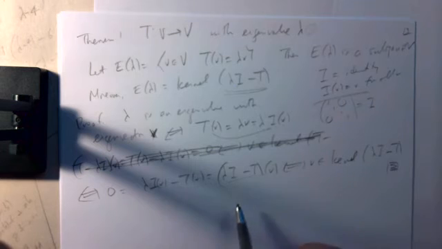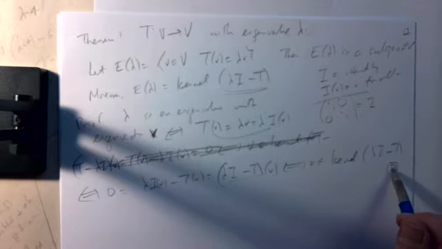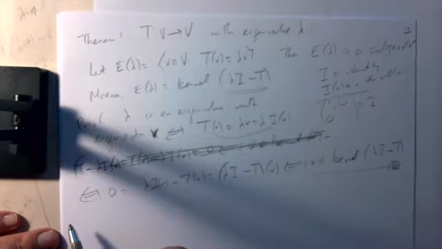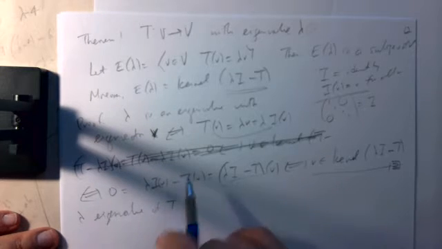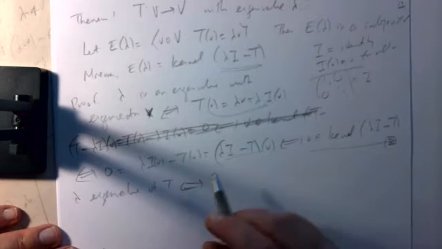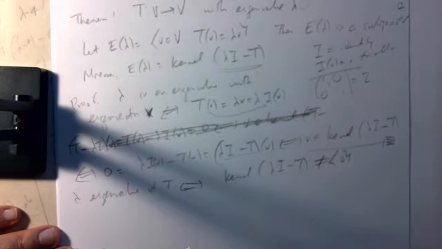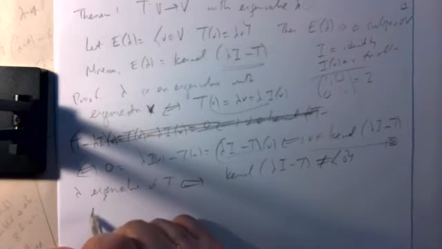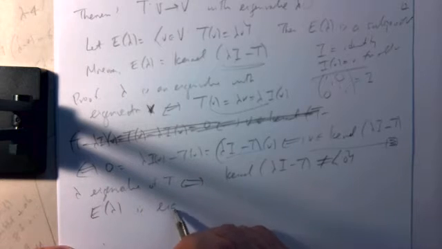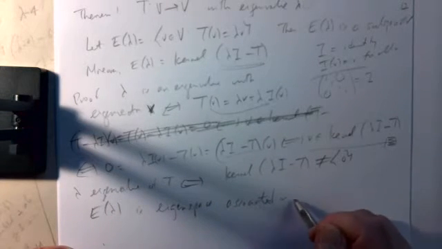The kernel of every operator contains 0. And lambda is an eigenvalue precisely when the kernel is bigger than 0. There's some non-zero vector in here. So in particular, lambda is an eigenvalue of T if and only if the kernel of the operator lambda times the identity minus T is not just the 0 vector. The kernel always contains the 0 vector. If it contains something else, then lambda is an eigenvalue. If it doesn't, then lambda is not an eigenvalue. And E of lambda is called the eigenspace associated with the eigenvalue lambda.